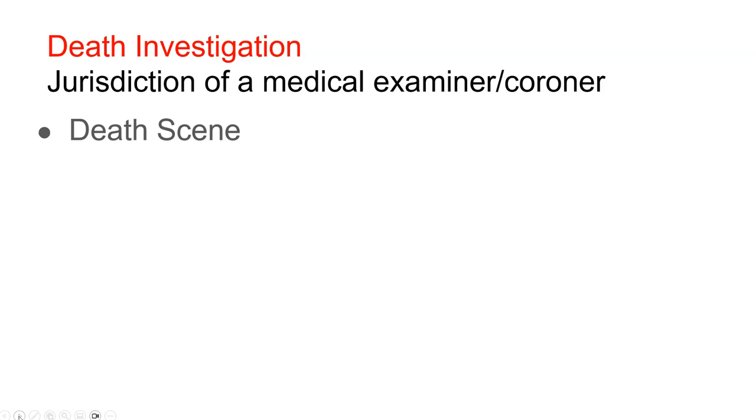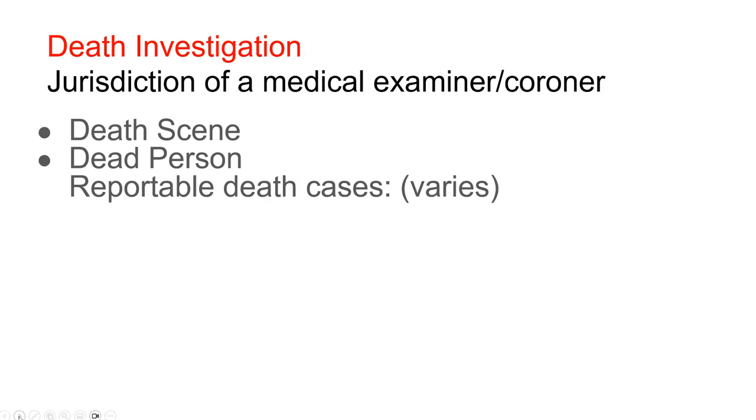First thing is the death scene. They're the boss of the entire crime scene anywhere a death has occurred, assuming that it's potentially a crime. They are, of course, in charge of the dead person. The CSIs we've already talked about don't really touch the dead person. You don't always use a medical examiner or coroner, though. So there are some cases where you don't.